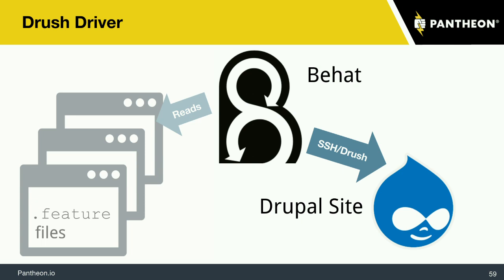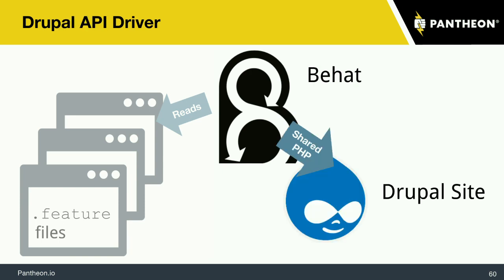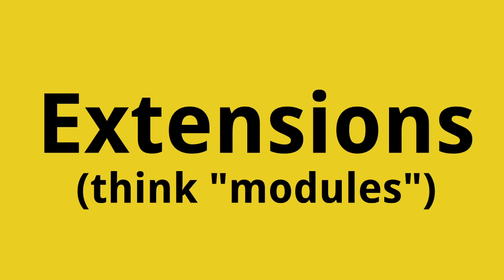And then with that set, you can sign in as that user. Finally, the Drupal API driver moves the Drupal site very, very close to Behat. They're literally just running on the same server. The same PHP functions can be called in either. So with that, you get a whole lot of power. You can call node save from your Behat steps. You can do anything directly on the Drupal site with the Drupal API driver.